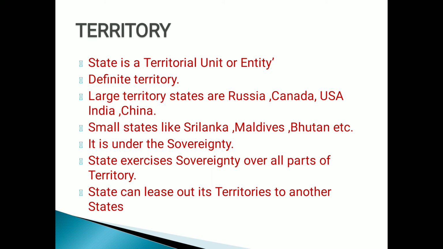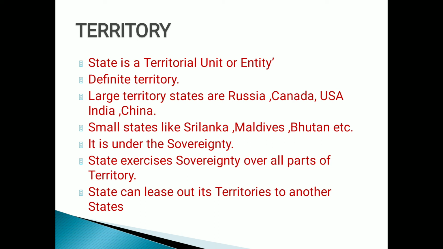A state exercises sovereignty over all parts of the territory. Ships of the state are its floating parts, and planes are its flying parts. Even a state can lease out its territory. It can give its territory to another state, like India has given on lease her Teen Bigha corridor to Bangladesh. Clear, everyone? So I hope people have understood what the state is all about.